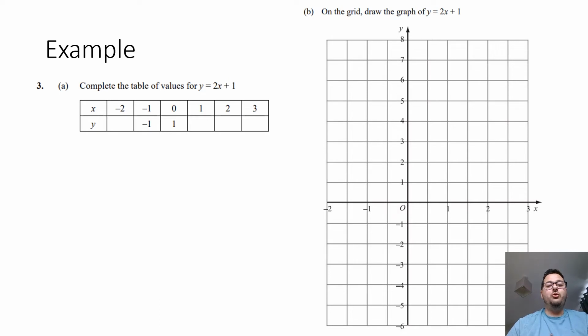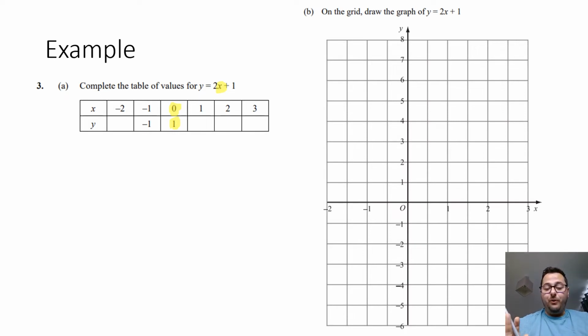Now, we could stick in a number for x and then find out what y ends up being. So for example, with the one they've already done, here we've got 0. If you put 0 into this, well, 2 times 0 would be 0, and then add 1 would equal 1. So that gives you the 1 here. And you could do that for all of these numbers.